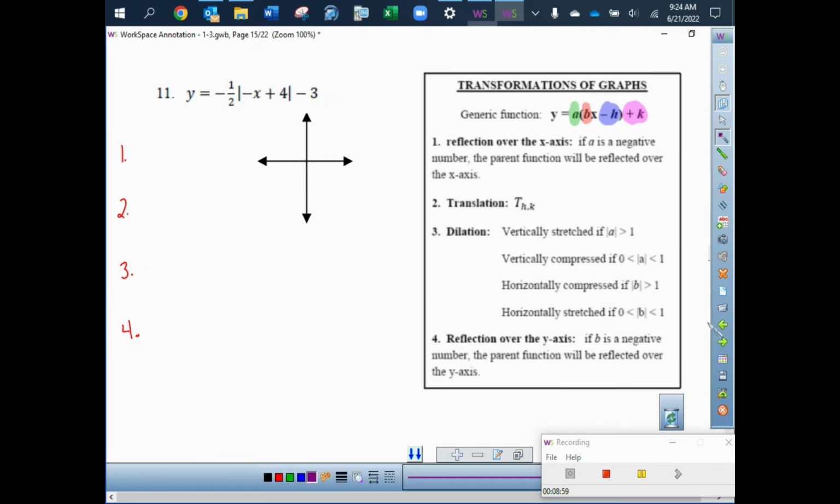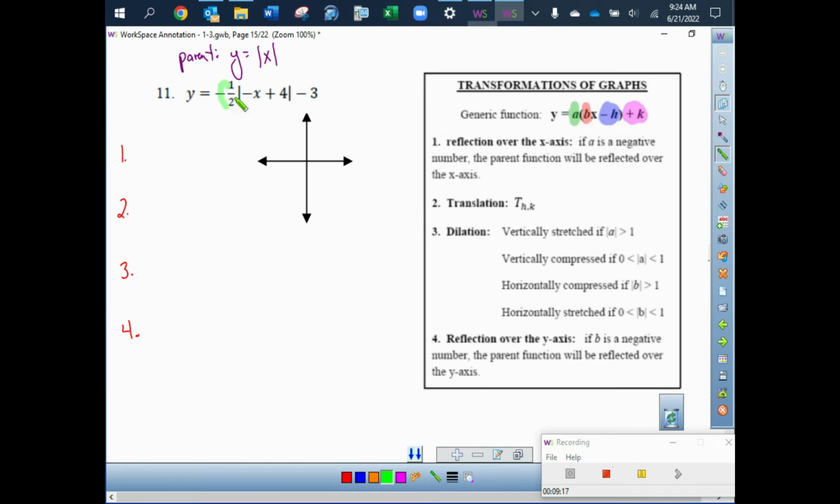And let's do another one. So let's recognize the parent function. Looking through here, do you see the bars? Yep, this is an absolute value, guys. So parent y equals absolute value of x. Then let's go find our four major players of A, B, H, and K.